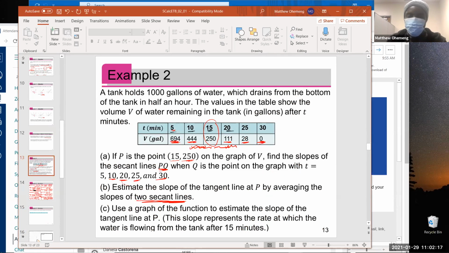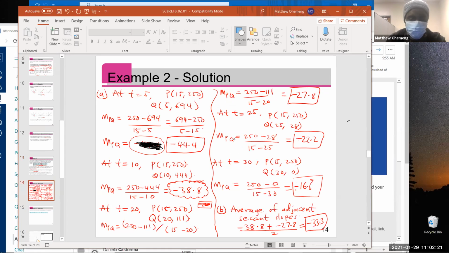We looked at the adjacent secant slopes, which are between 10 and 15 and between 15 and 20. So this is the 21, this is the 10, and then we struck the average. That's negative 38.8 and negative 27.8. We strike the average and we get this. This will be the estimate for the slope of the tangent line. I hope you're okay on that. That was the last thing we did.